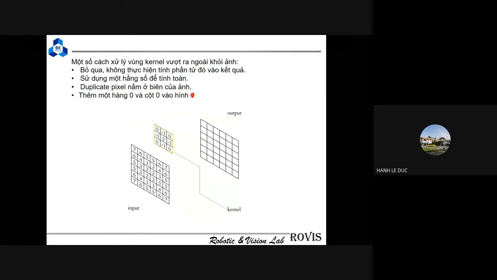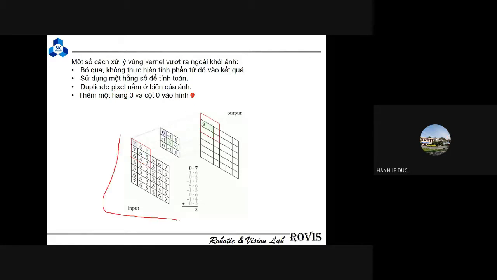This technique, or this solution, you already know, right? Just add one more row of 0 and one more column of 0, right? And the other is duplicating pixels. Here you can see in the animation they duplicate the pixels at the border, and then do the correlation. Okay, so this is the duplicate pixel, and this is the correlation.